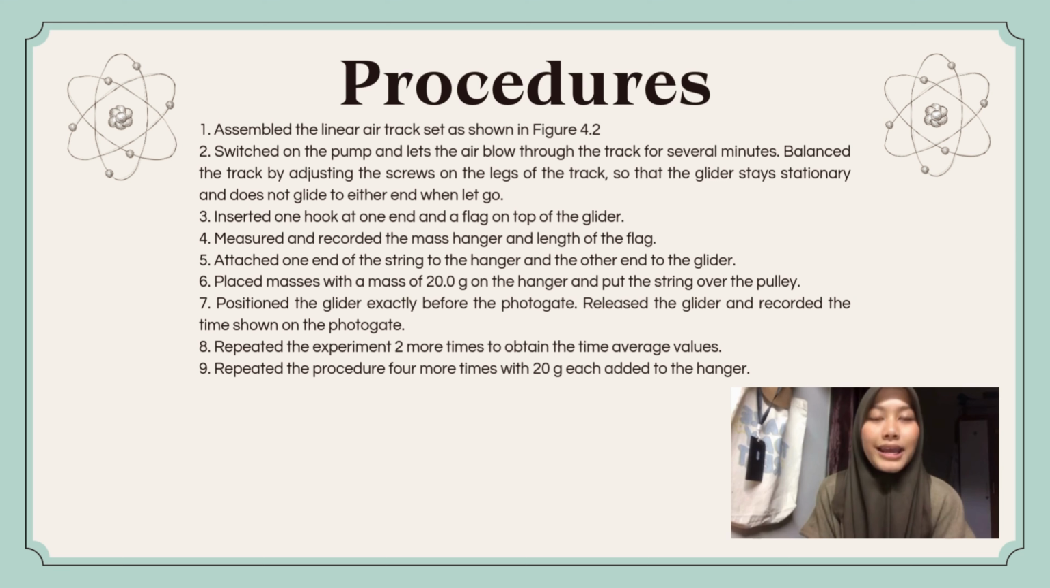5. Attach one end of the string to the hanger and the other end to the glider. 6. Place masses with a mass of 20 gram on the hanger and put the string over the pulley. 7. Position the glider exactly before the photo gate. Release the glider and record the time shown on the photo gate. 8. Repeat the experiment 2 more times to obtain the average time values. 9. Repeat the procedure 4 more times with 2 gram each added to the hanger.